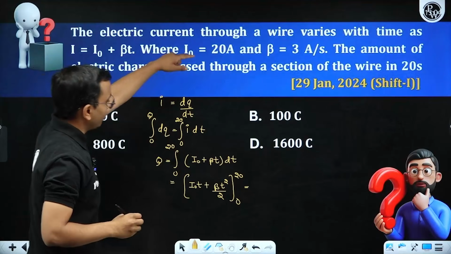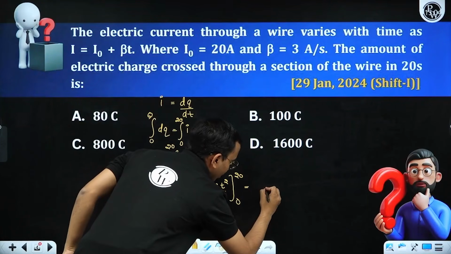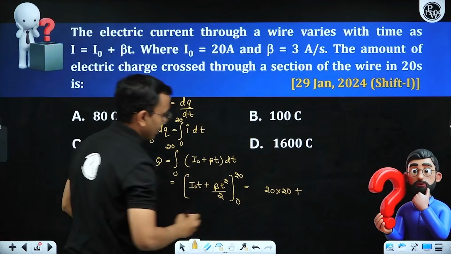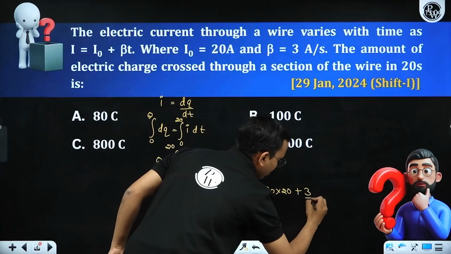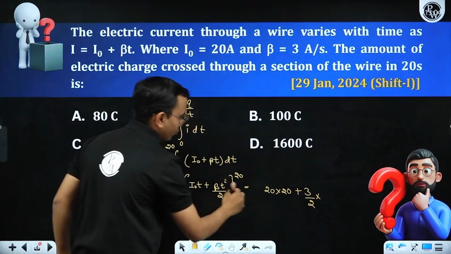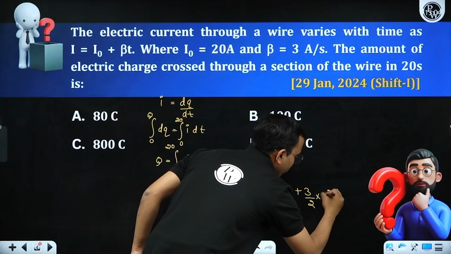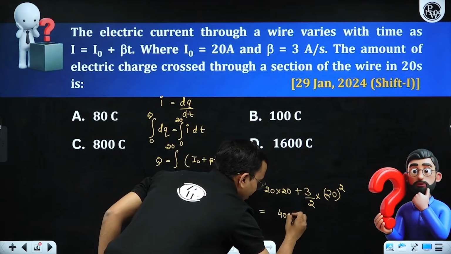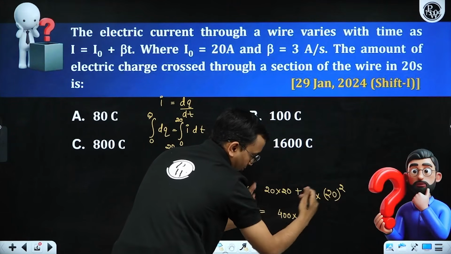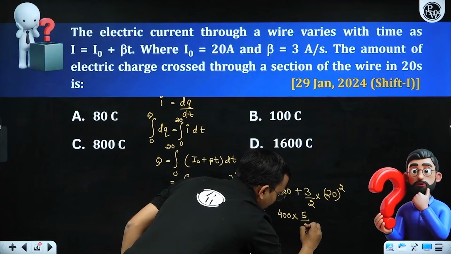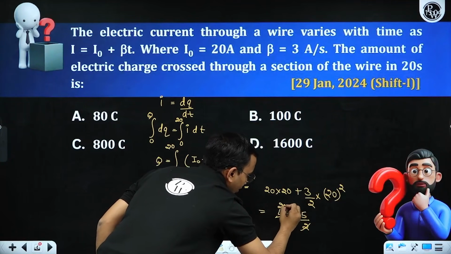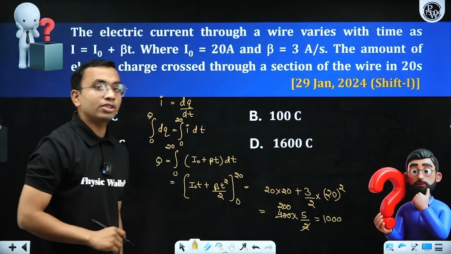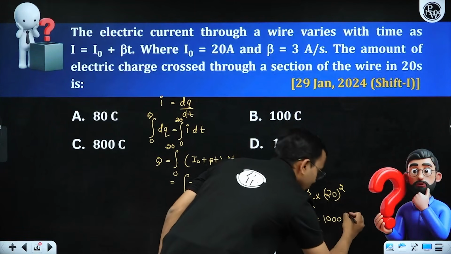Now here I have to put the values as well. So I naught is 20, so this is 20 into 20 plus, beta is 3, so 3 by 2 into 20 square. I can take 20 square out as common, so this is 400 into (1 plus 3 by 2). Inside it will become 5 by 2. So 2 into 200, and this is 1000. Now if I ask you what the unit is, that is coulomb, the unit of charge.